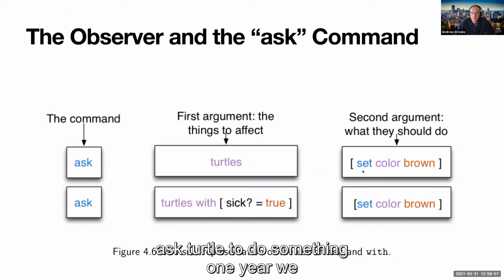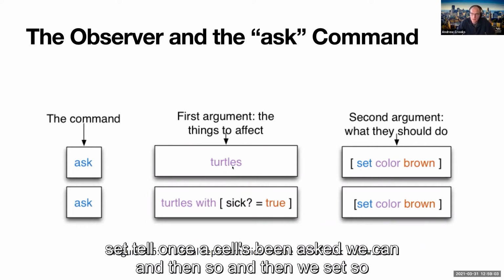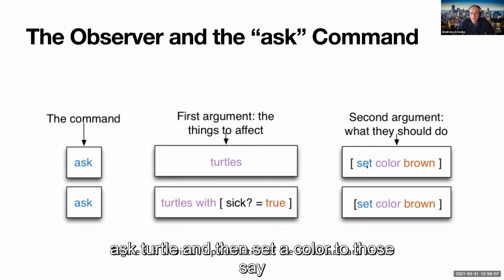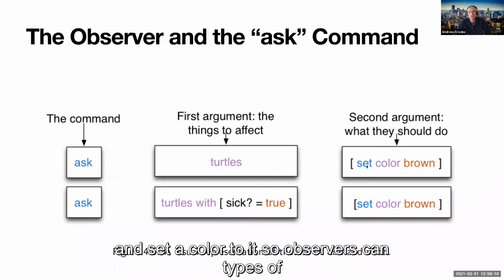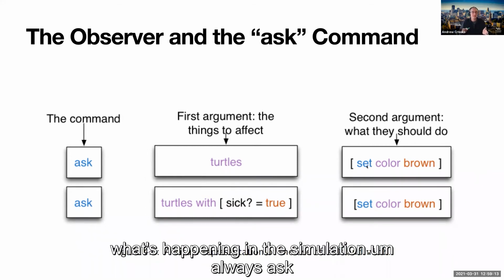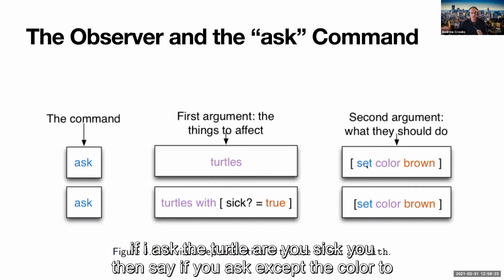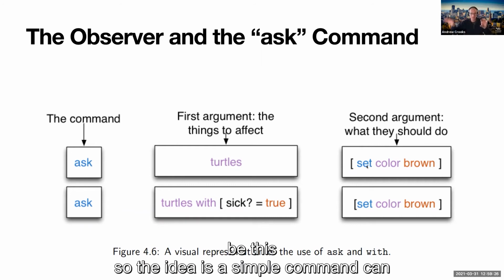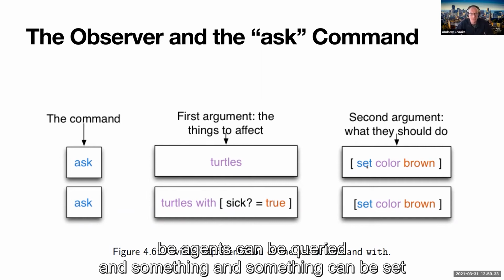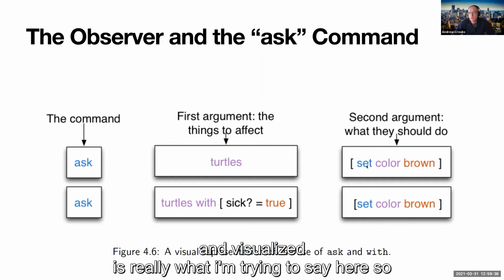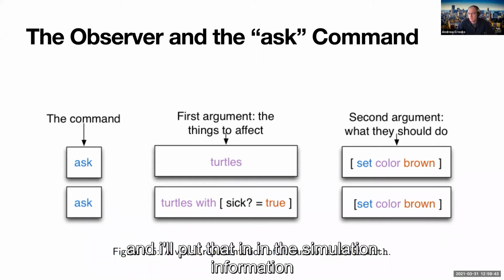We ask turtles to do something, and then we set. So once a turtle's been asked, we can say ask turtle, and then set a color to it. So observers can always ask what's happening in the simulation. If I ask a turtle, are you sick? You can then say, if you are sick, set the color to be this. So the idea is a simple command where turtle agents can be queried, and something can be set and visualized. This is really what I'm trying to say here. And this is how we can record simulation information and output that in a simulation.